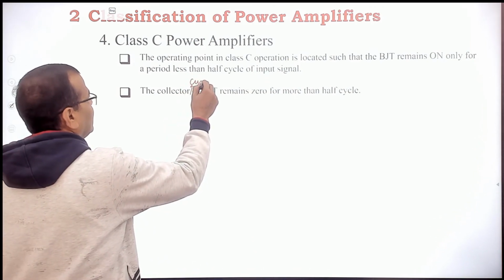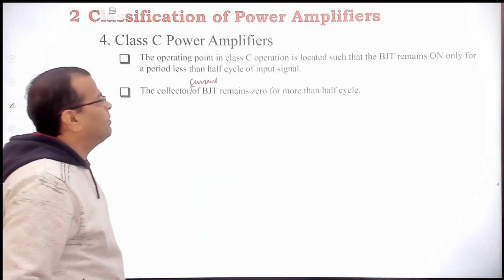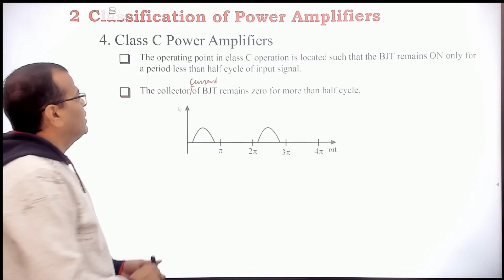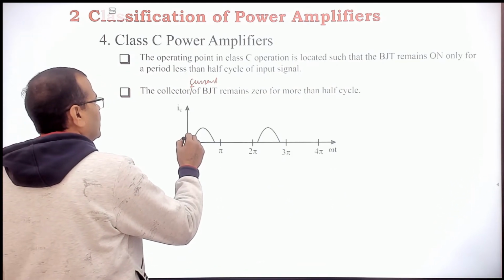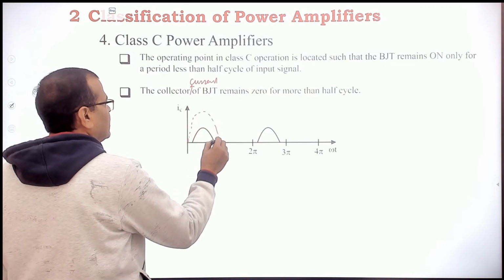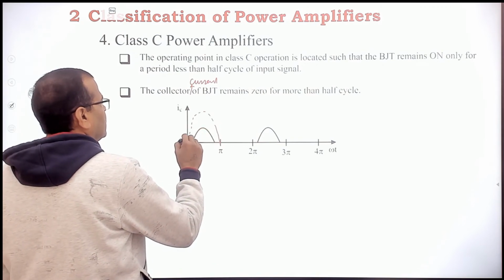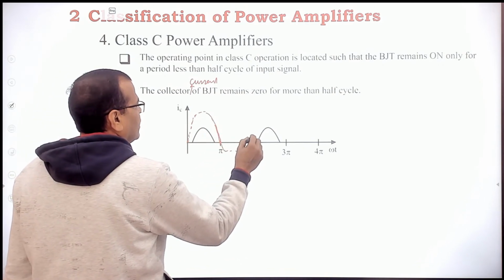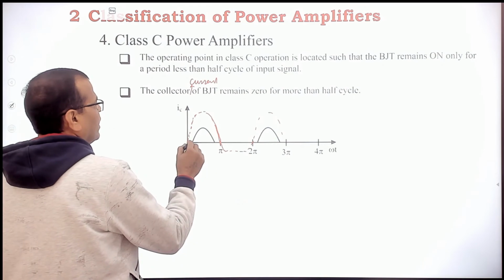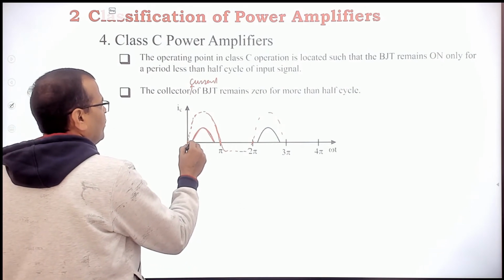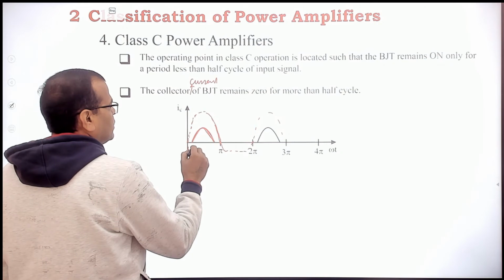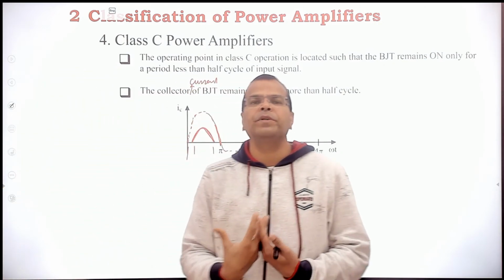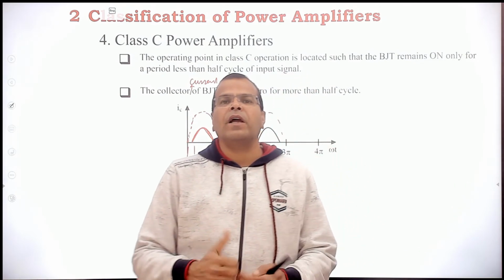So collector current of BJT remains 0 for more than half cycle, right? So this is how we have. In case of class B, we had like this. In case of class AB, we had like this. Right? That was there. But in case of class C, current is available for a period which is less than half cycle. Right?